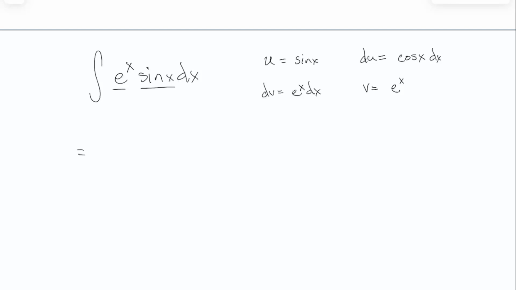Okay, so I go uv minus integral v du. u is sine x, v is e to the x, minus integral, v is e to the x, du is cosine x. Any thoughts? Yeah? Do it again, yeah. Not a bad idea, although maybe you should have some kind of interpretation in your heart. What do you think is going to happen if we do it again? You're just going to get the same thing again. Yeah. Let's just try it though.